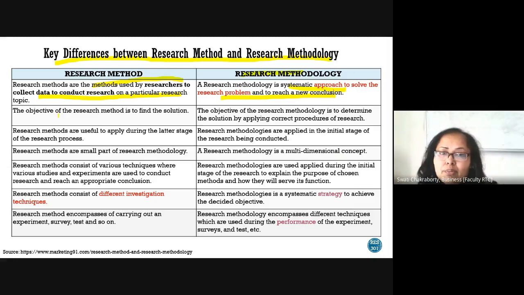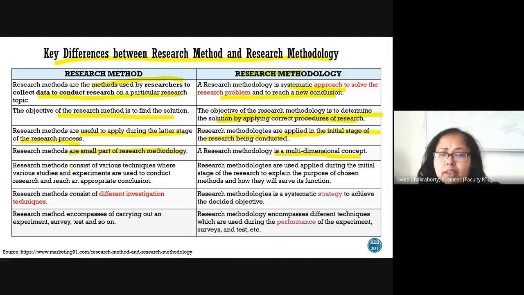So in research method, the objective is to find the solution. For methodology, the objective is to determine the solution by applying the correct procedures of research. Research methods are useful to apply during the latter stage of the research process, whereas methodologies are applied at the initial stage of the research being conducted. Research methods are a small part of research methodology, whereas research methodology is a multidimensional concept.